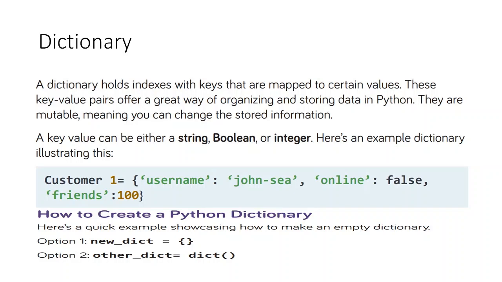The key can be a string, a boolean, or an integer. The key can take these values: string, boolean, integer. And the value could be a string, boolean, integer, or it could be a list also. The value could be a list also.